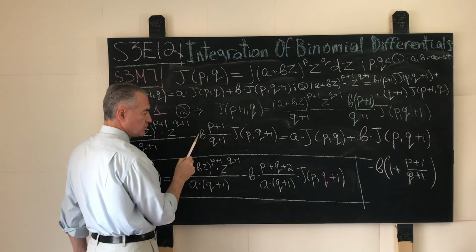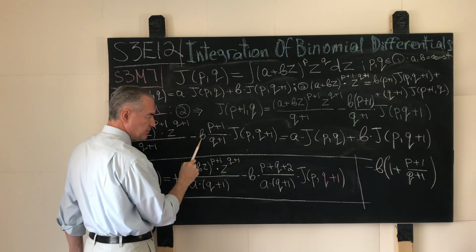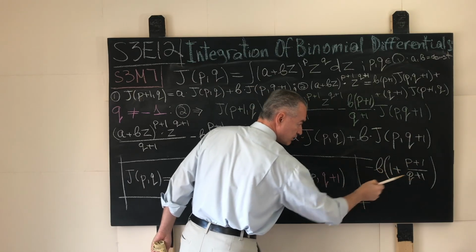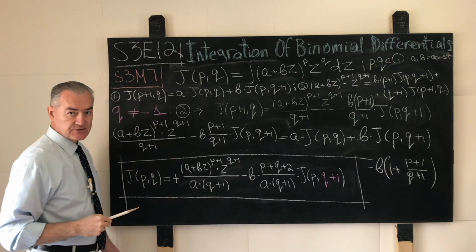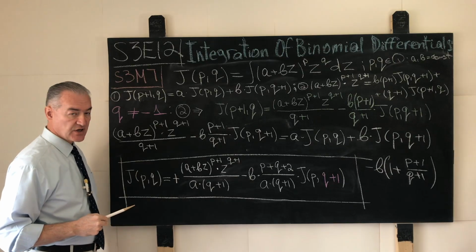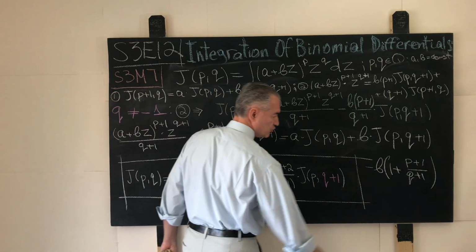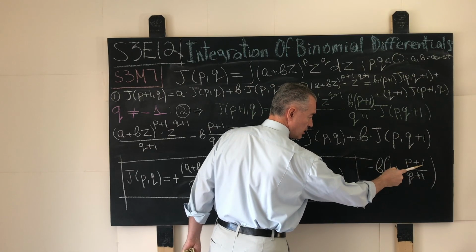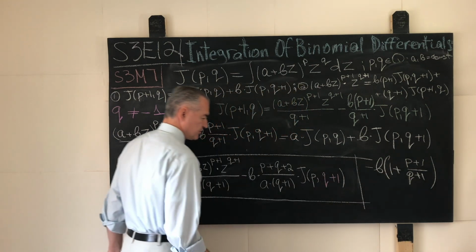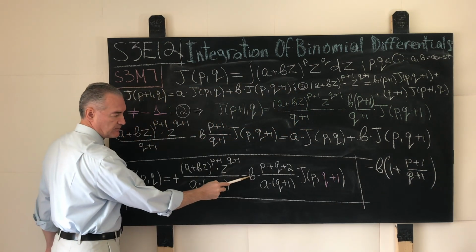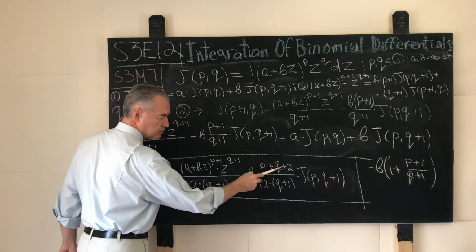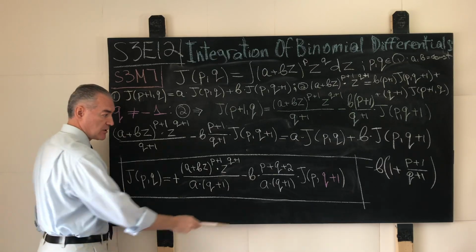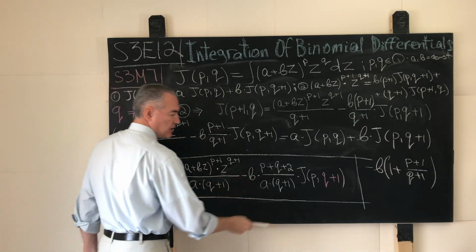And what will we have once we factor out minus b times this integral? Well, we will have 1 plus (p plus 1) over (q plus 1). We bring these fractions under one denominator, so what will we have in the numerator? q plus 1 plus p plus 1, which is p plus q plus 2, and in the denominator, q plus 1. So this is what I have over here: minus b times (p plus q plus 2) over a times (q plus 1). Game over, but this time we multiply this by what?